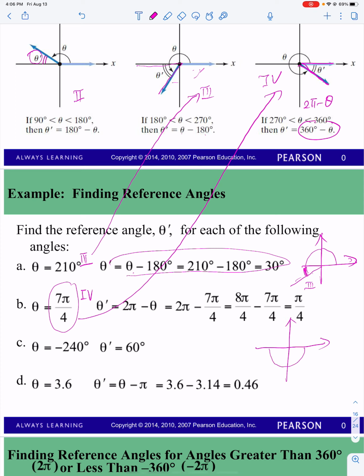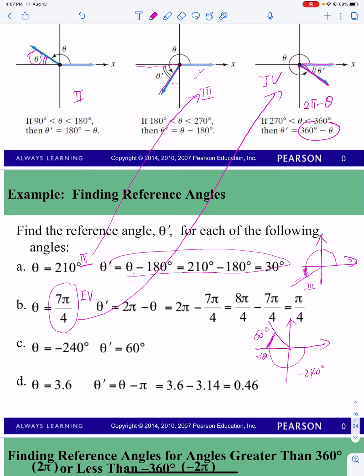This is negative 180. So what will be this angle? 60 degrees, yeah? So if you draw the picture, you can easily know this will be 60. Yeah. So theta equal to 3.6.